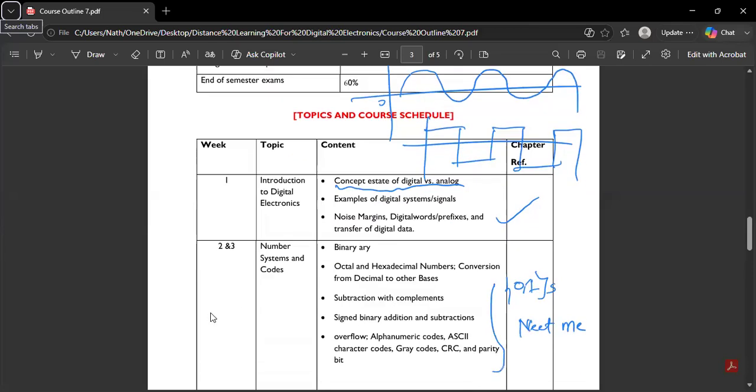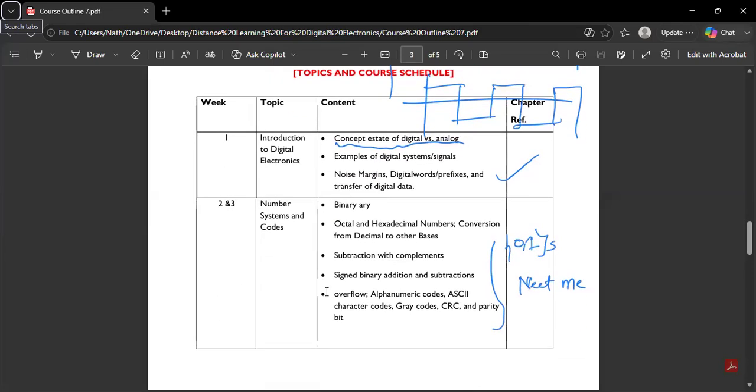And then with weeks 2 and 3, we look at number systems and code. We look at how to convert binary numbers to octal, binary numbers to decimal, and binary numbers to hexadecimal. We look at the vice versa of that as well. We look at octal to binary conversion, hexadecimal to binary conversion, then octal to hexadecimal conversion, and then hexadecimal to octal conversion.